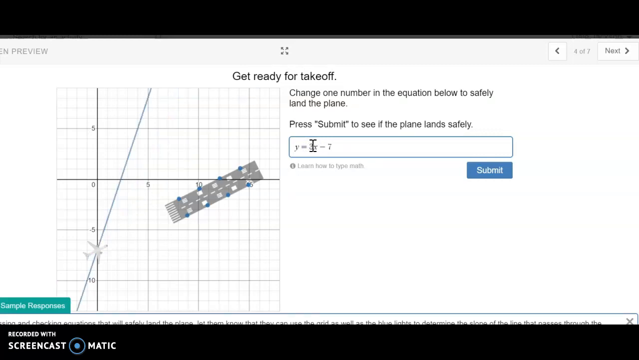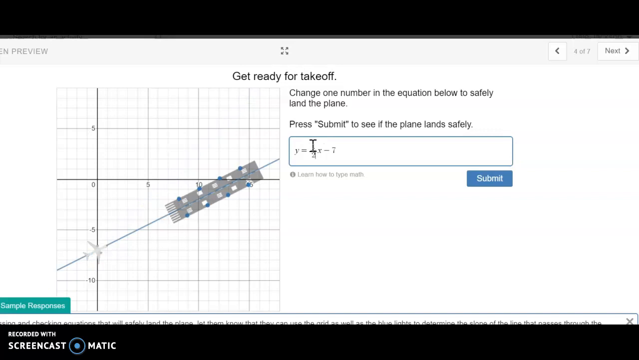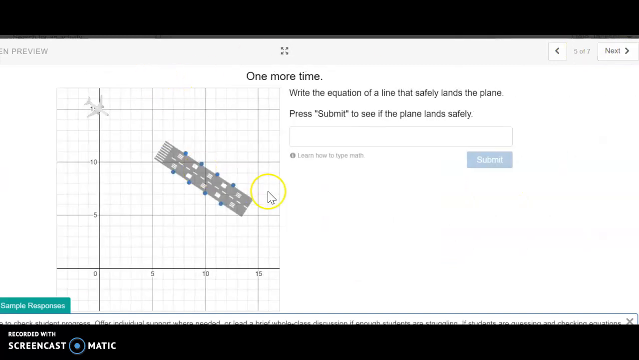Oop, that's too steep. So I'm going to be thinking about something that is less steep. 2, not steep enough. 1, well that's already, which means I need something less than 1, so a fraction. 1/2. Ooh, look at that. Going to the next slide.